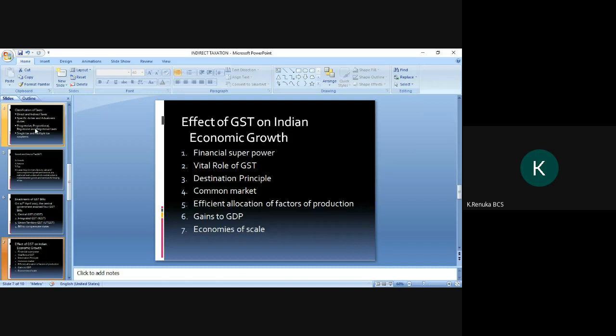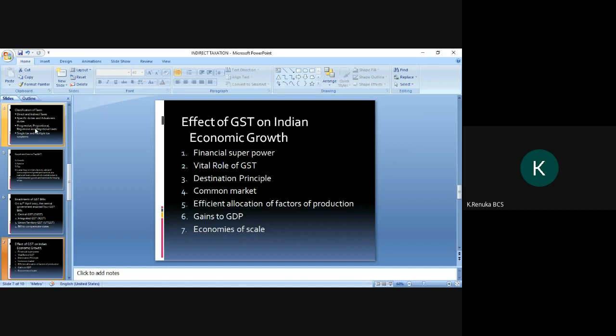First point is financial superpower. So in order to make India a financial superpower, the introduction of this GST is made mandatory and the urgent step has been required. So there is much apprehension regarding the proposed GST regime concerning the growth in the Indian economy and its efforts. A destination-based taxation requires high compliance cost and efficient administration. So, the vital role of GST.